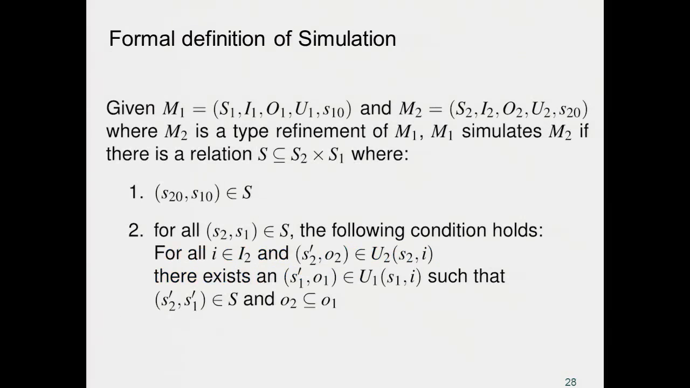Right? Now, the formal definition of simulation, given M1, which has the set of states S1, the set of inputs I1, the set of outputs O1, and U1 is the next state relation. Why do I say next state relation, not function? Any idea? But why is it not a function? Exactly, because it's a non-deterministic machine.